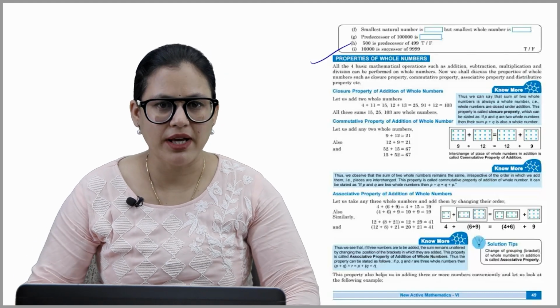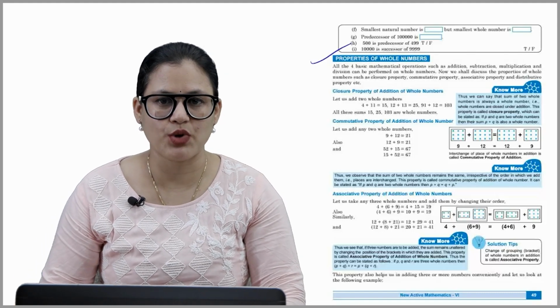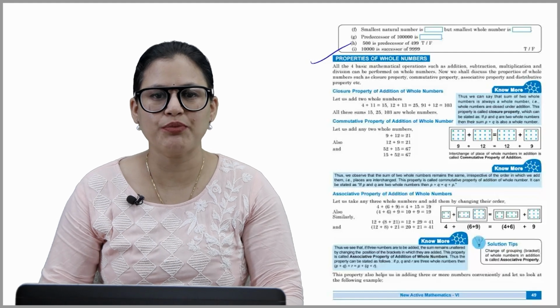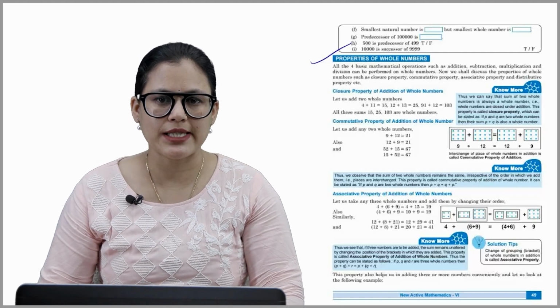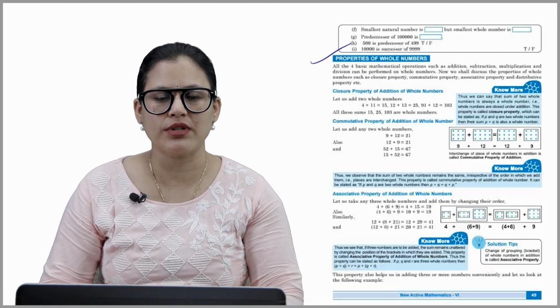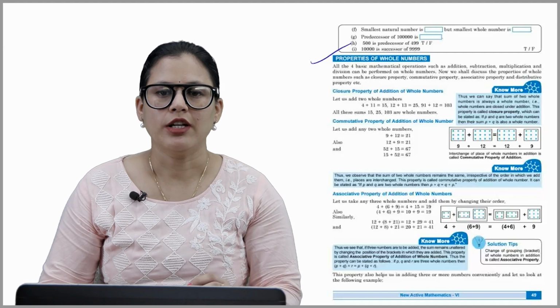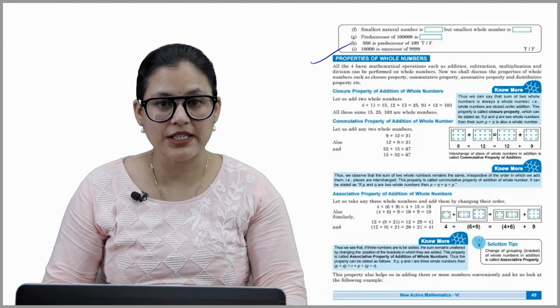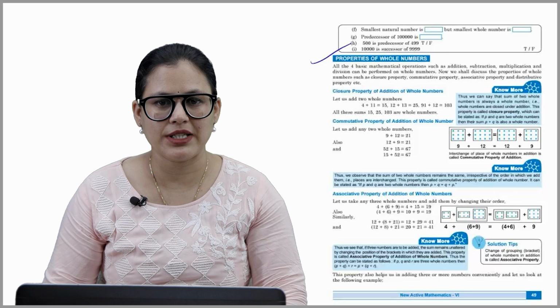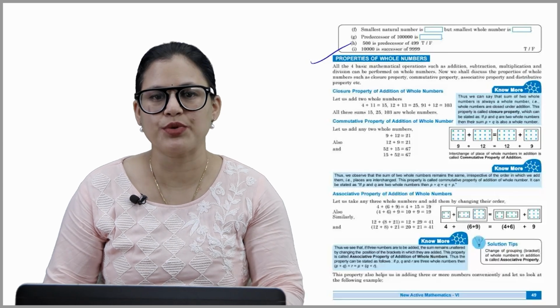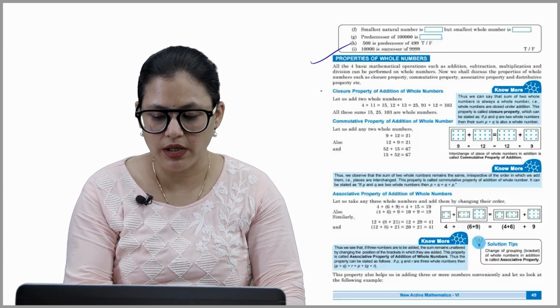All the 4 basic mathematical operations such as addition, subtraction, multiplication and division can be performed on whole numbers. Now we shall discuss the properties of whole numbers such as closure property, commutative property, associative property and distributive property, etc. Number 1, closure property of addition of whole numbers.